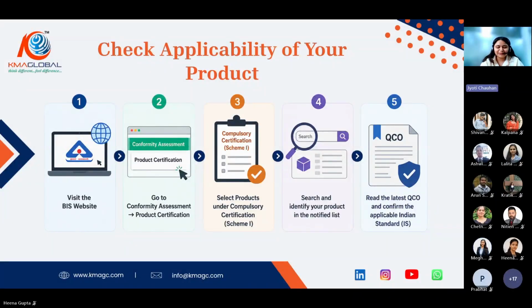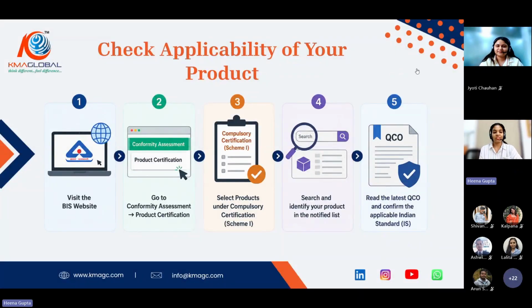Before I conclude, I would like to leave you with one key takeaway: every successful BIS certification journey begins with understanding the basics. Knowing the role of BIS, understanding Scheme 1, and correctly identifying your product's applicability are the first and most important steps towards achieving certification. I hope this overview has provided you with a clear foundation on the certification process. With that note, I will hand it back to Hina. Thank you so much, everyone.